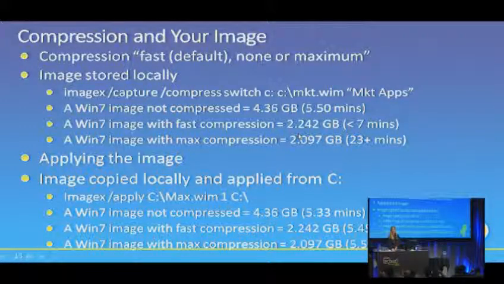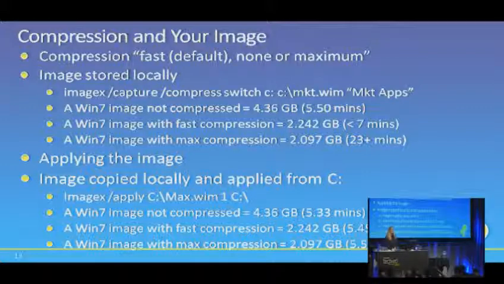A Win7 image with fast compression, whew, saved me some disk space there. Now compound that by 10, 20 images that you might have. Took less than 7 minutes. If you did max compression, I barely saved anything between those two. And it took 23 plus minutes. So you're really not gaining a lot by using the max compression. And if you don't specify a compression switch at all, you get fast. Fast is the default.